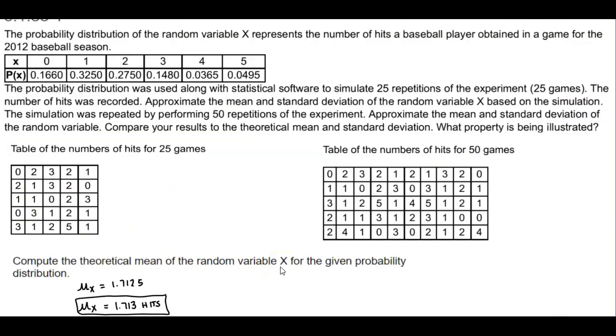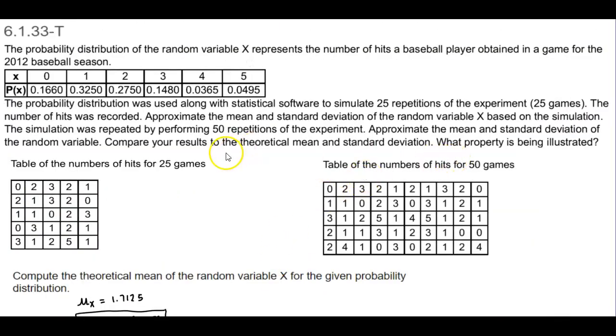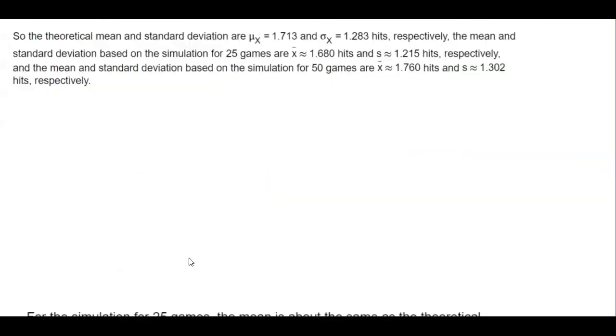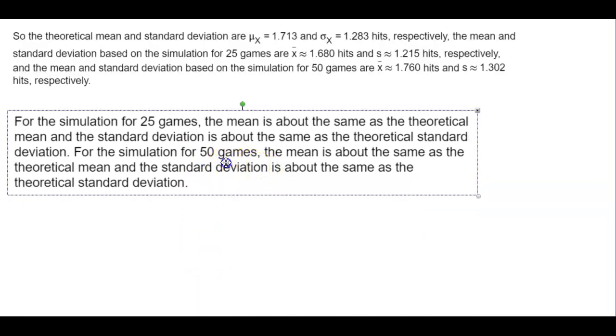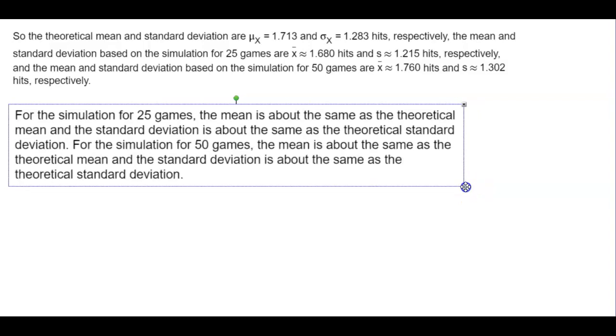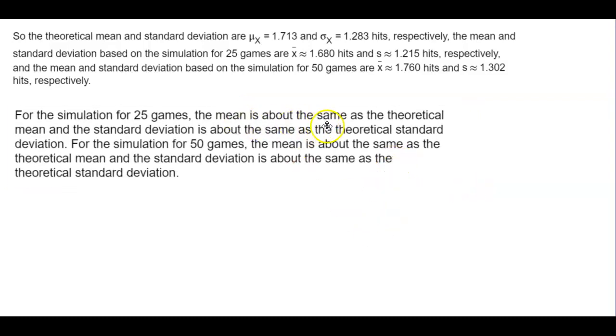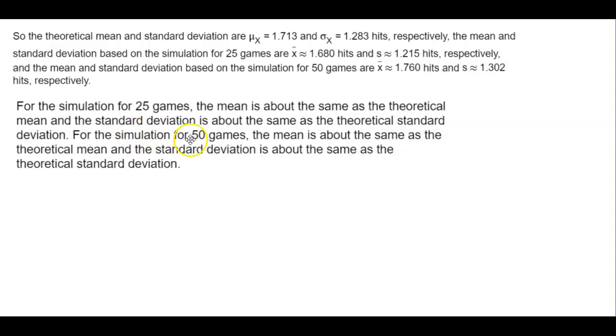Okay, so now the last part is asking us to compare our results. It says, what property is being illustrated? First and foremost, we can see that for the simulation of 25 games, the mean is about the same as the theoretical mean, and the standard deviation is about the same as the theoretical standard deviation. For the simulation for 50 games, the mean is about the same as the theoretical mean, and the standard deviation is about the same as the theoretical standard deviation.